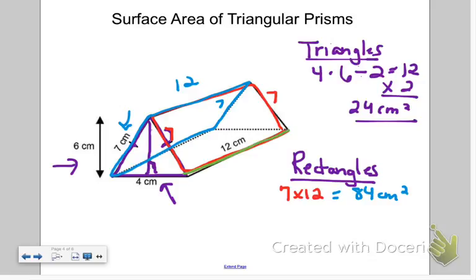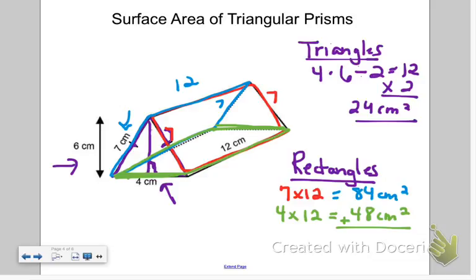This one right down here is the one that's different. It still has 12 for its length, but its width is now going to be 4. These 2 sides here are 4. So I have to do 4 times 12, which gives me 48 square centimeters.